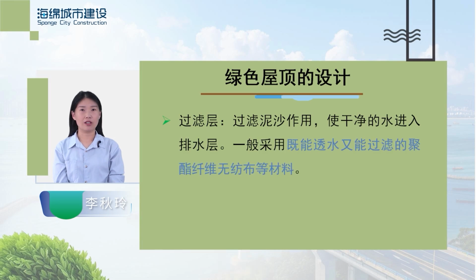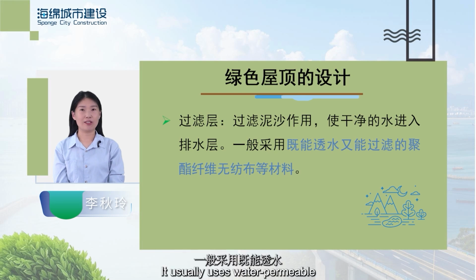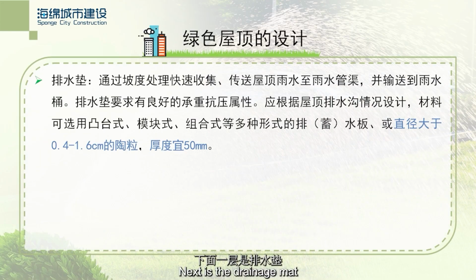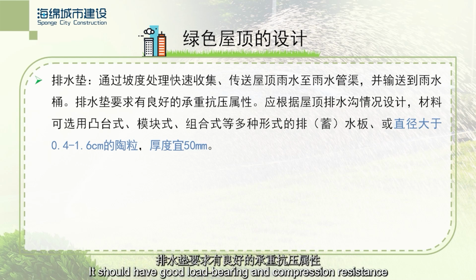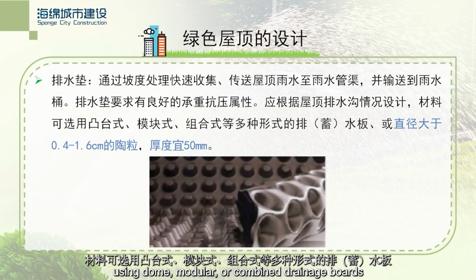Filter layer. It filters sediment, allowing clean water to enter the drainage layer. It usually uses water-permeable, filtering polyester non-woven fabrics. Next is the drainage mat. It collects and channels rainwater to pipes using slope adjustments and directs it to rain barrels. It should have good load bearing and compression resistance. Design according to roof drainage conditions, using dome, modular, or combined drainage boards.